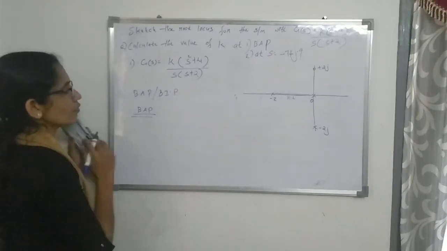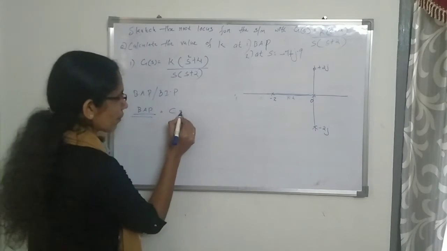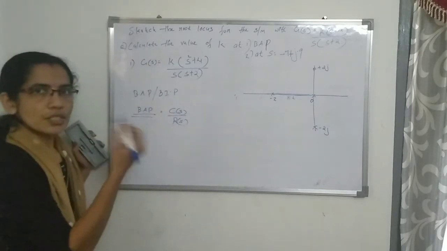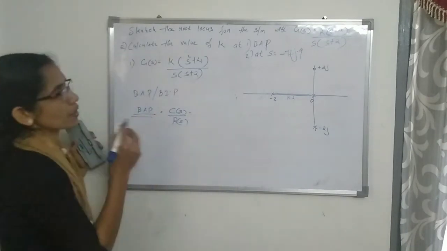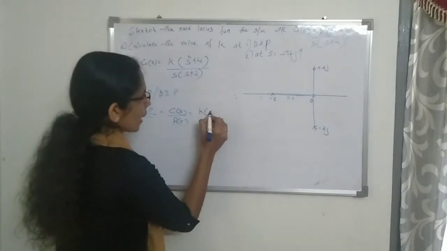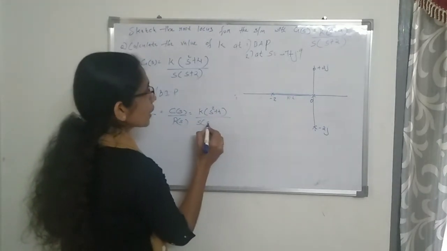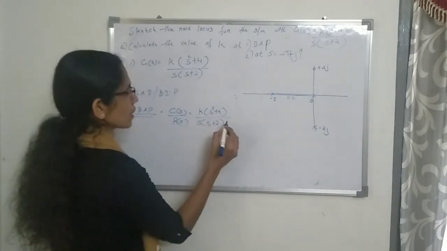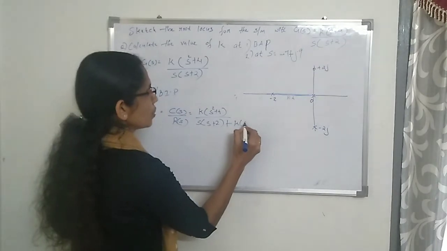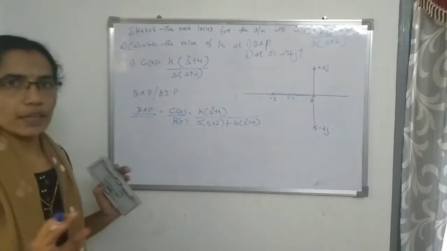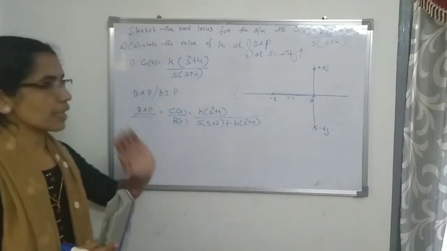To find the breakaway point, write the equation C(s)/R(s) = G(s)/(1 + G(s)H(s)), that is K(s^2 + 4) / [s(s + 2) + K(s^2 + 4)]. Since it is not specified, we are considering it as unity feedback.